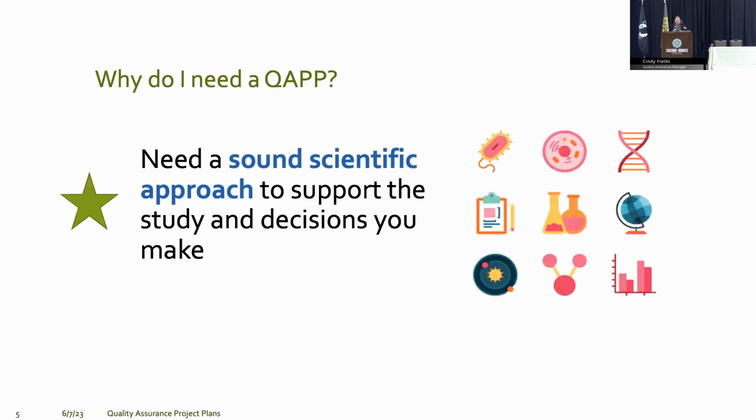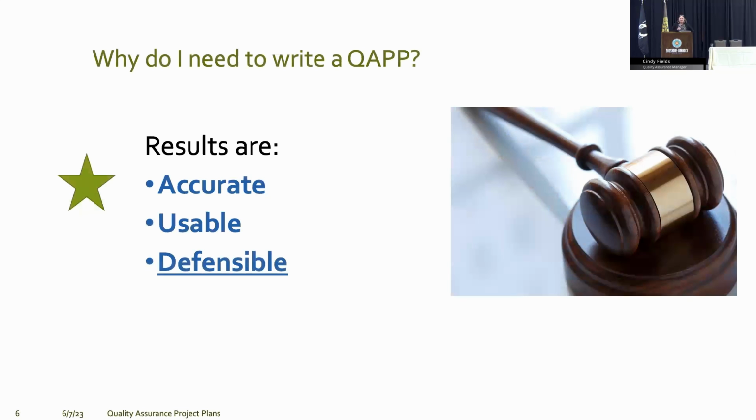Also, a sound scientific approach is needed to support your environmental study and the decisions that you're going to be making based on those. And the QAPP documents the approach to that sound scientific development. Also, it's really important to make sure that your results are accurate, usable, and most of all defensible, so that the tribes can use the results of their studies in order to affect change. Even if you're not using EPA funds, if you're generating data that you may want EPA to use in the future for decision-making purposes, then everything needs to be documented in a QAPP before you begin the work.